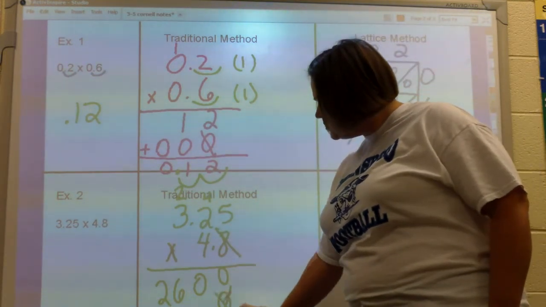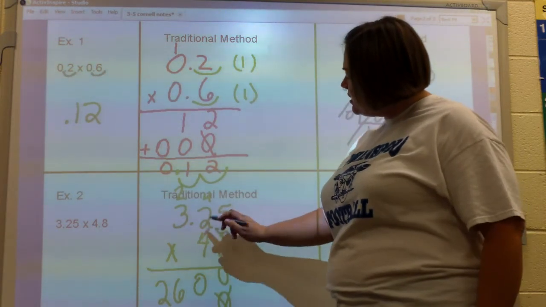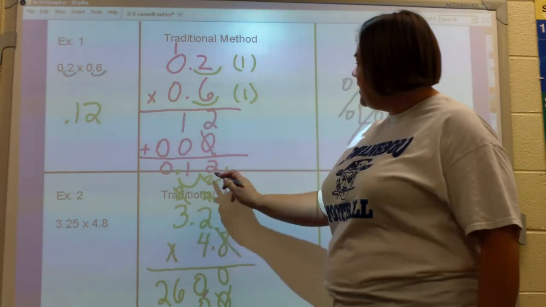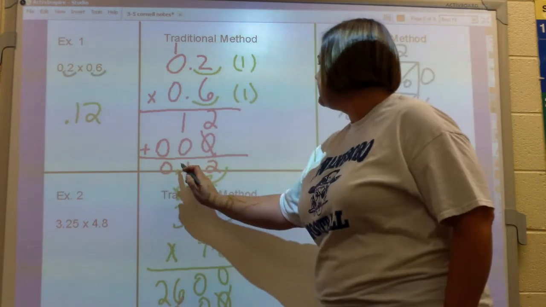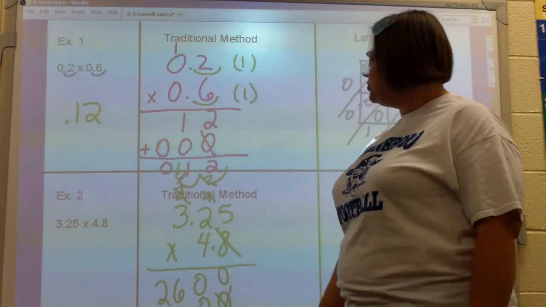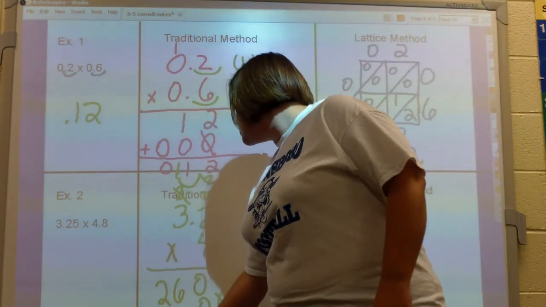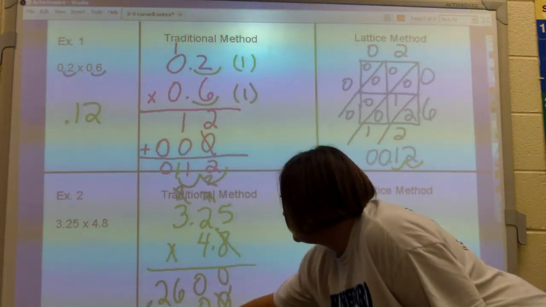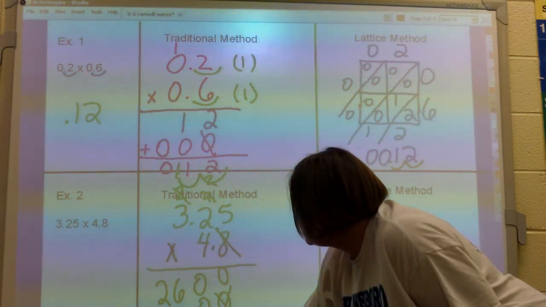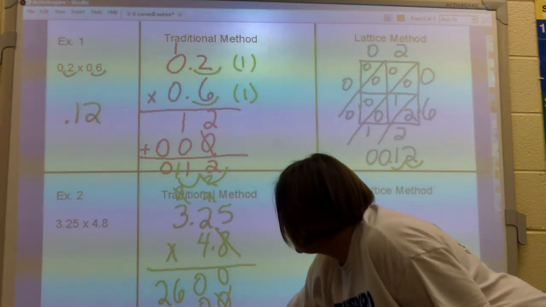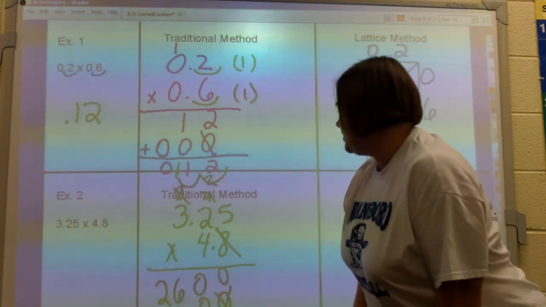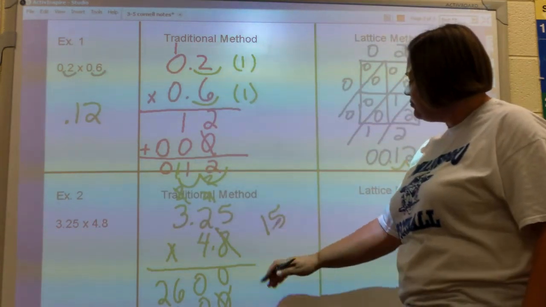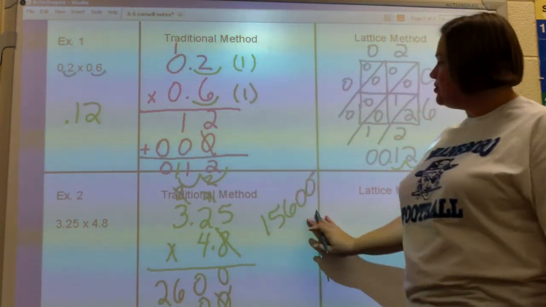I now have my placeholder 0. Moving over to the 4. 4 times 5 is 20. 4 times 2 is 8, plus 2 is 10. And then 4 times 3 is 12, plus 1 is 13. And then adding, we have 0, 0, 6, 5, 1. So 1, 5, 6, 0, 0. I'm just going to write this up here because I'm kind of running out of room down there. 1, 5, 6, 0, 0 is the answer that I got.